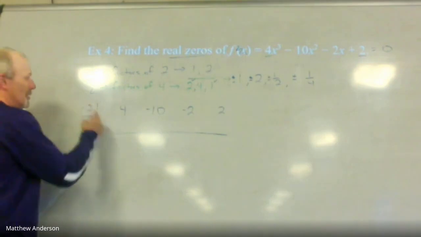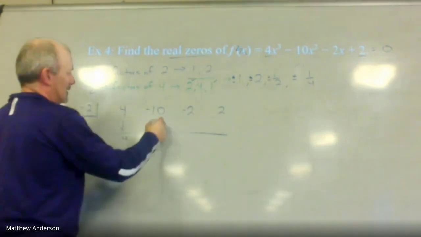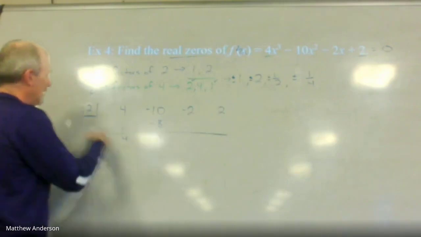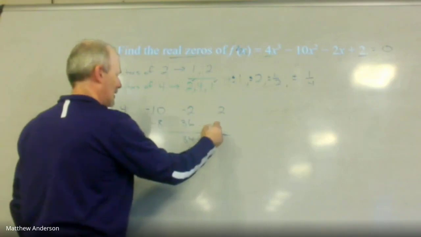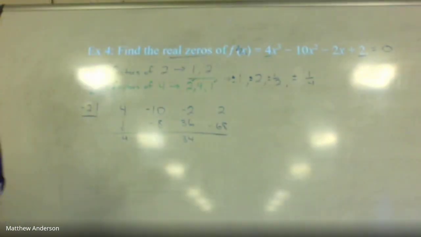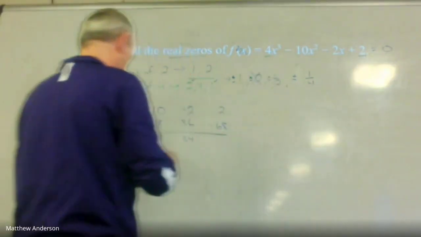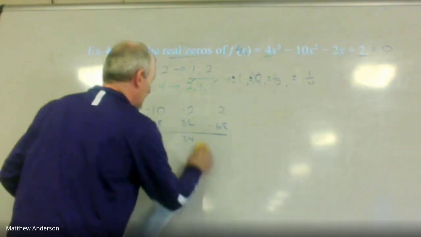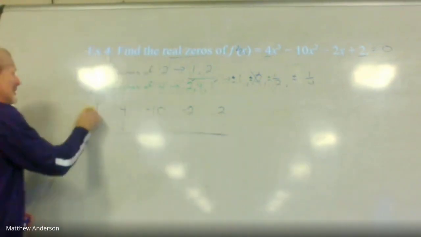-2. So drop the 4. We get 2 times that is -8, and that'll be -18. That makes +36, which is 34, and -68. So that one does not work either, right? So now -2 is also gone. So we've gotten rid of 3 of the 8. Somebody pick another one for us.